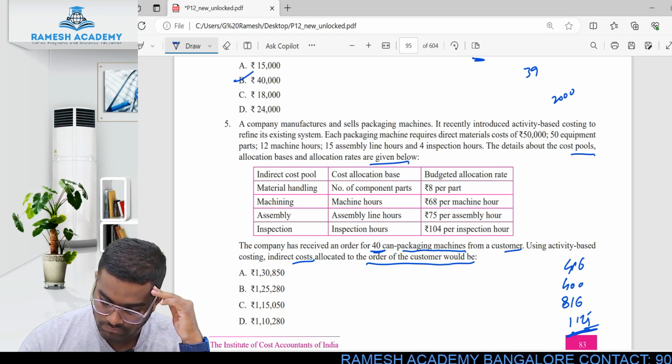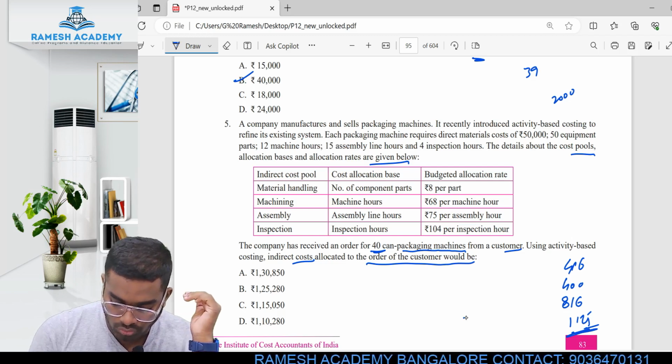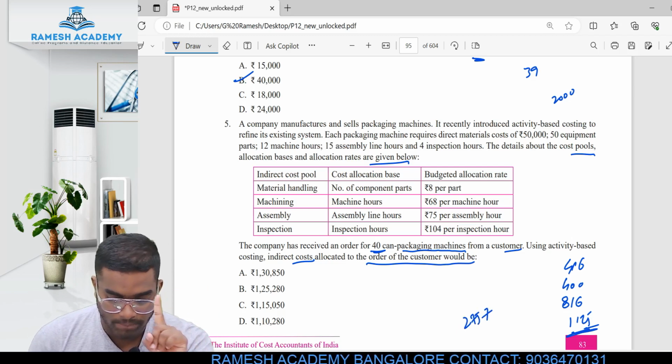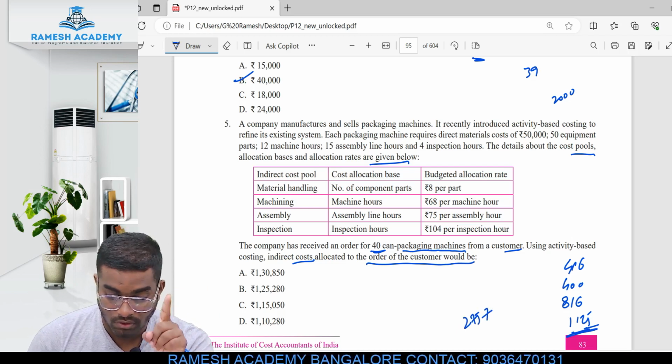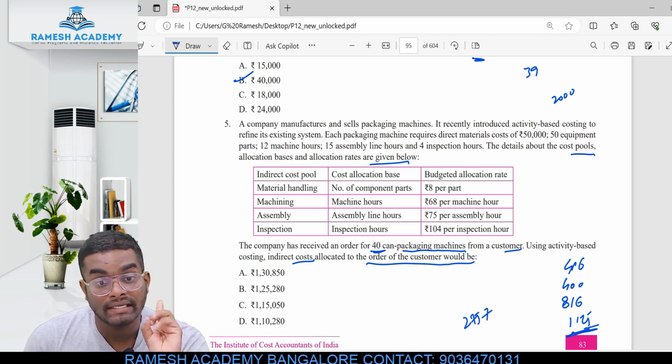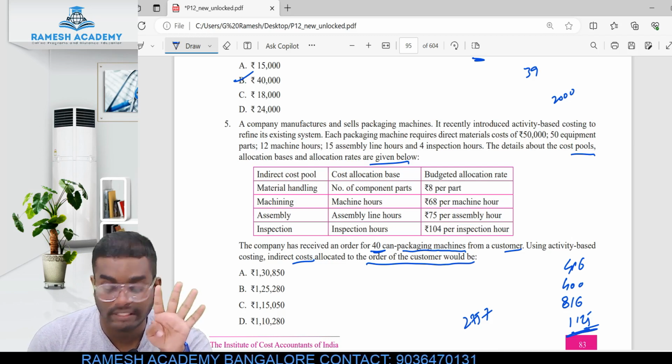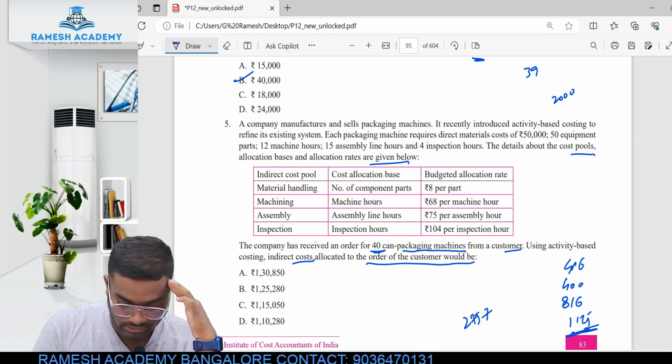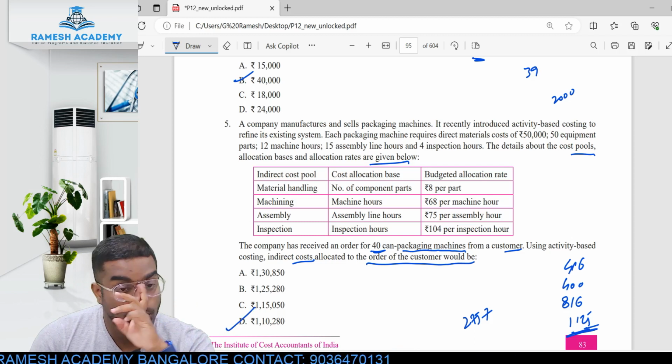400 plus 416 plus 816 plus 1125. So it is 2757 per can, or 1 can packing machine. It is 2757. We need for 40. Just multiply it by 40. You will get 1,10,280.